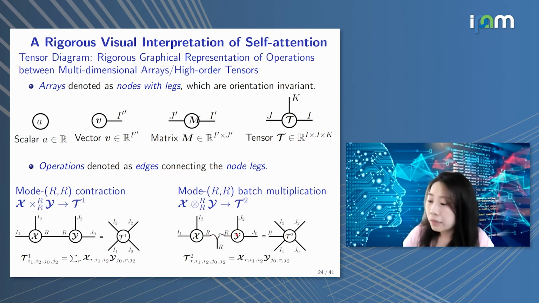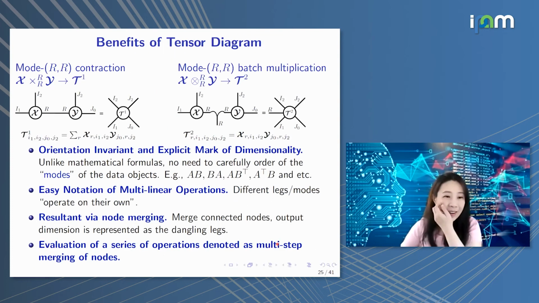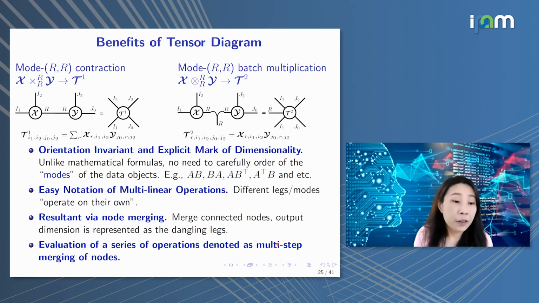Okay, so you can count the dangling edges or dangling legs. So it's 1, 2, 3, 4, 5. So you will have a resultant tensor with 5 dimensions, or order 5 tensor. Okay, so with this, I call it rigorously visual interpretation. Then, I wanted to introduce a little bit about the benefits of the tensor diagram.